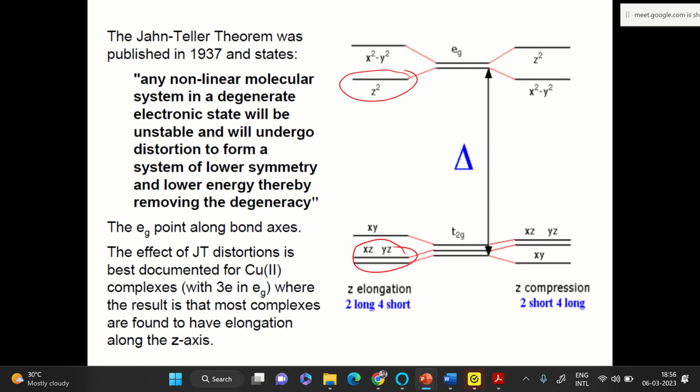Earlier we discussed the case of square planar, the halfway mark in between the two. So that was the situation of this. And the other thing is that it might also undergo this kind of situation, which is rarely observed, where Z is compressed and two short and four long bonds are obtained.